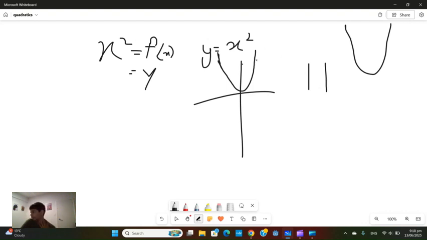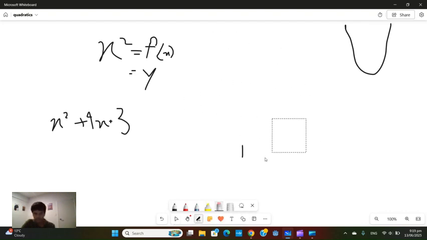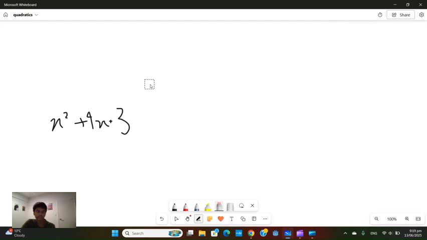But what if there's other stuff, like, say, x squared plus 4x plus 3. What are we going to do here? What I like to do here is put this into the form which is good for the quadratic equation, which is this one.